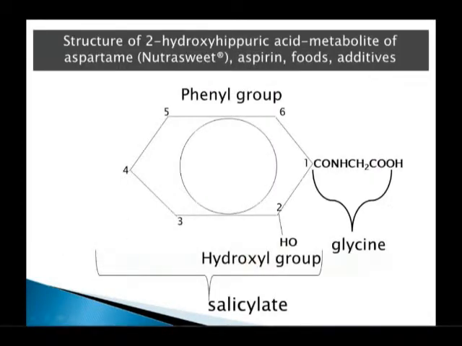There are other compounds, as I mentioned. Here is our phenol group, our 6-carbon ring with our hydroxyl group. And we had a glycine, and we developed a structure called 2-hydroxyhippuric acid. This is a metabolite that is often found in aspartame. It's found in aspirin, found in various foods and additives. This is a phenol and could create problems with that converting enzyme.